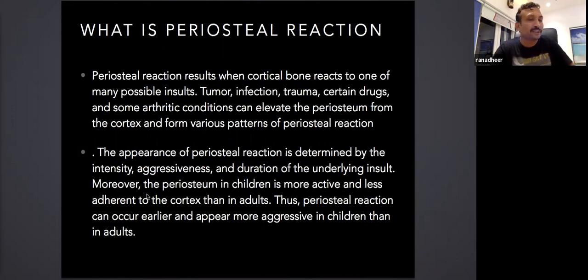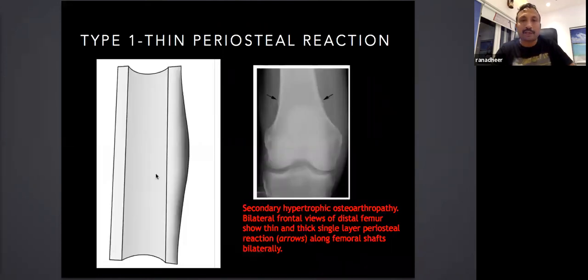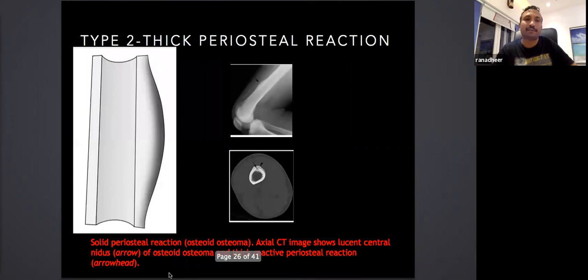So whatever you are saying, that lytic or sclerotic, onion peel, all this is nothing but periosteal reaction. The periosteal reaction is thin periosteal reaction. So secondary hypertrophic arthropathy seen because of excess PTH, thin and thick single layered periosteal reaction. This is the periosteal reaction. This is a periosteum. There is a mild thick periosteum. Very thick periosteal reaction. This is seen in osteoid osteoma.